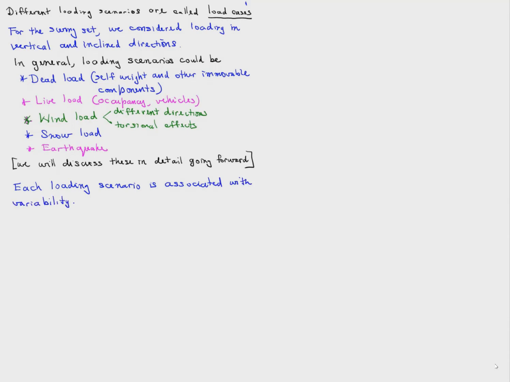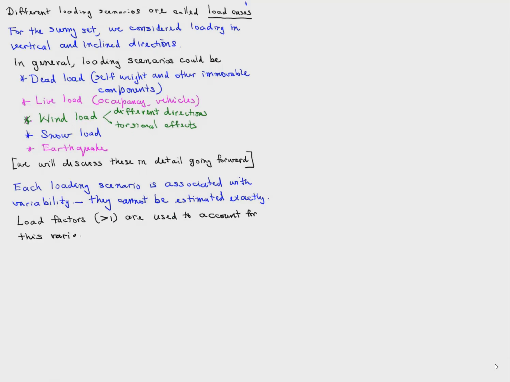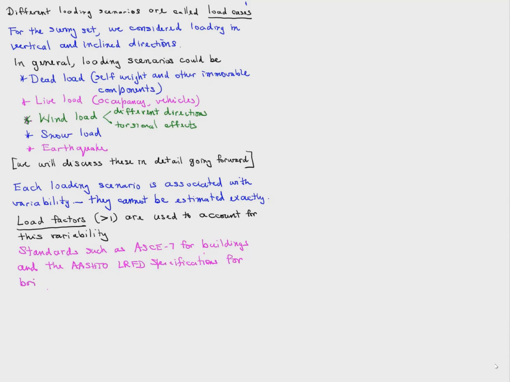Each loading scenario is associated with variability, so the loads cannot be estimated exactly. So load factors, numbers greater than 1, are used to account for this variability. Standards such as ASCE 7 for buildings and the AASHTO LRFD specifications for bridges specify load factors that have been constructed based on probabilistic analysis of the loads.